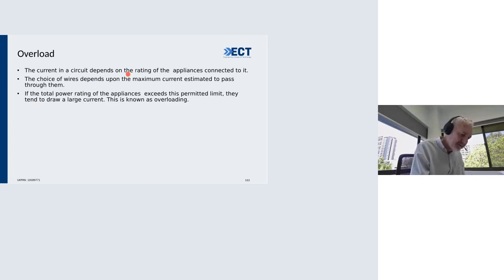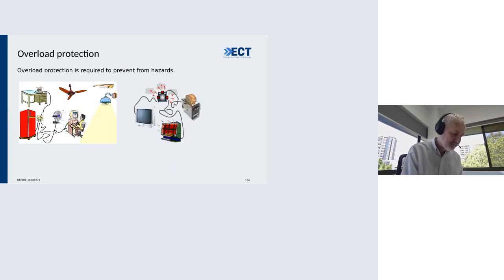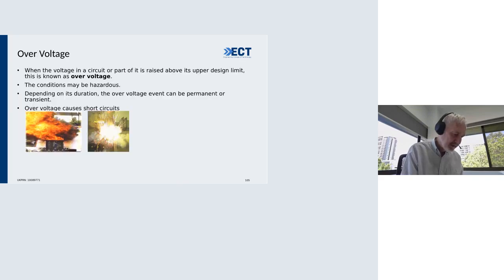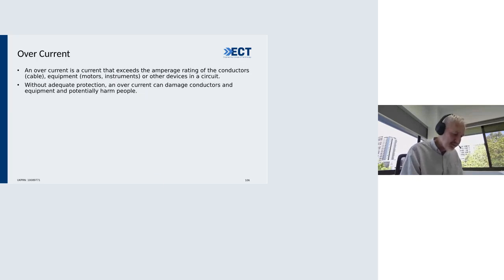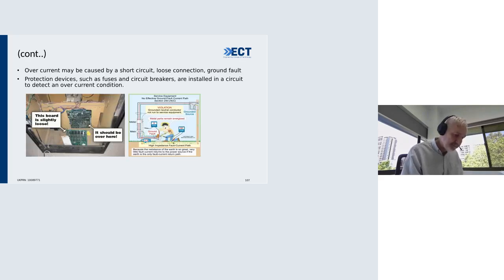Overload, obviously you could have your house, you've connected something up which uses more current than the rating of the breaker, you get an overload. Obviously, overload protection is very important to prevent any faults. Overvoltage, and again, you want to protect your system from overvoltage, overcurrent, motors, motor faults, and overcurrent protection.